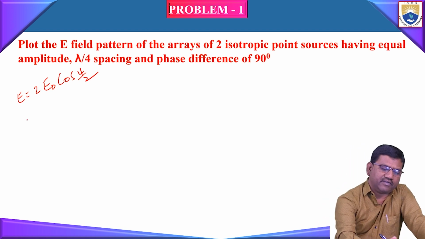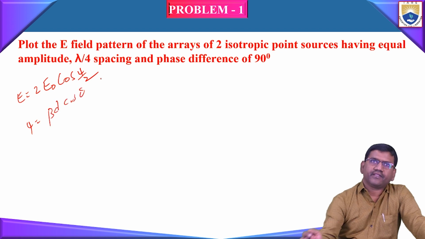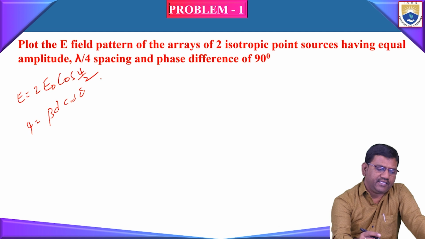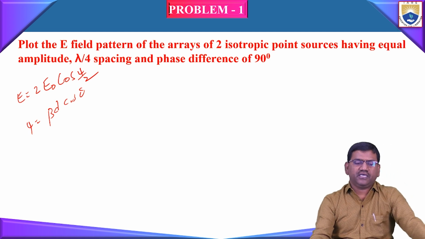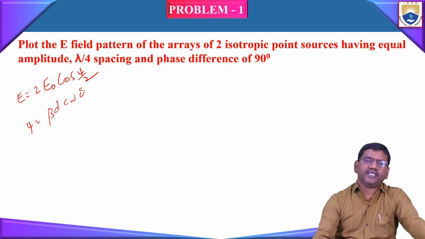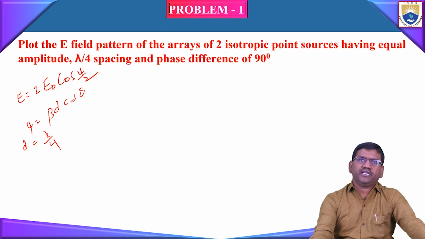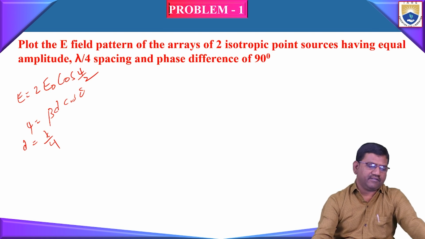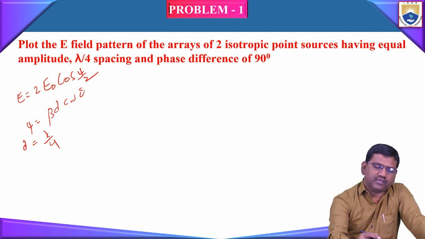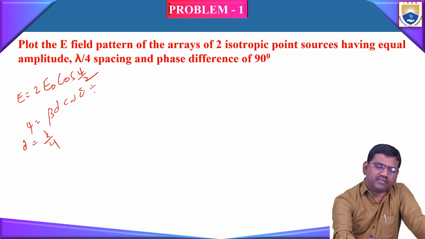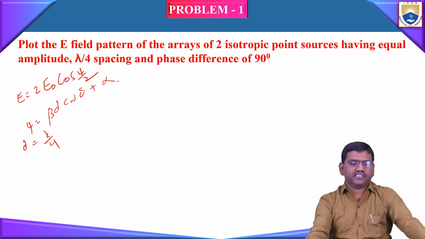We know that the value of psi is equal to beta d cos theta. According to the given problem, the spacing between the two elements is given as d is equal to lambda by 4. So we can also include alpha here, the phase difference, as 90.